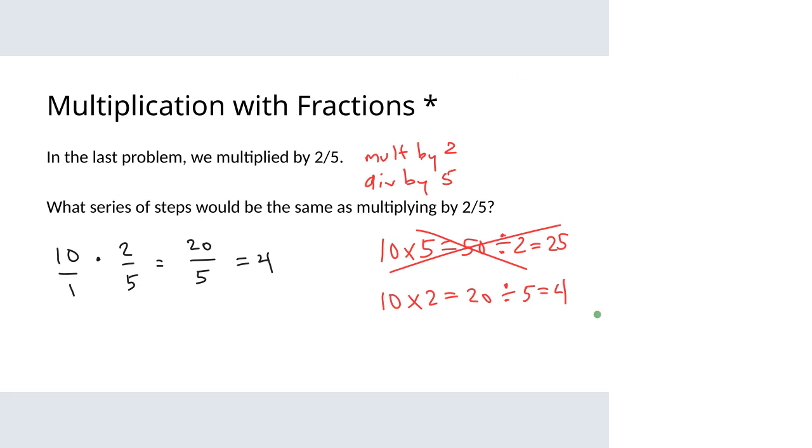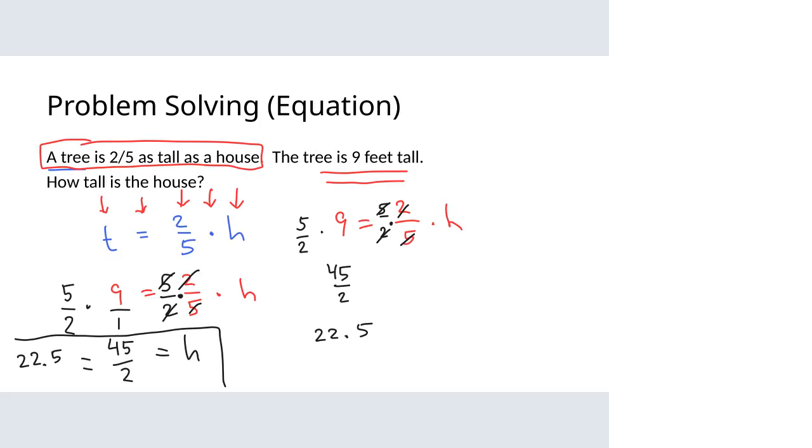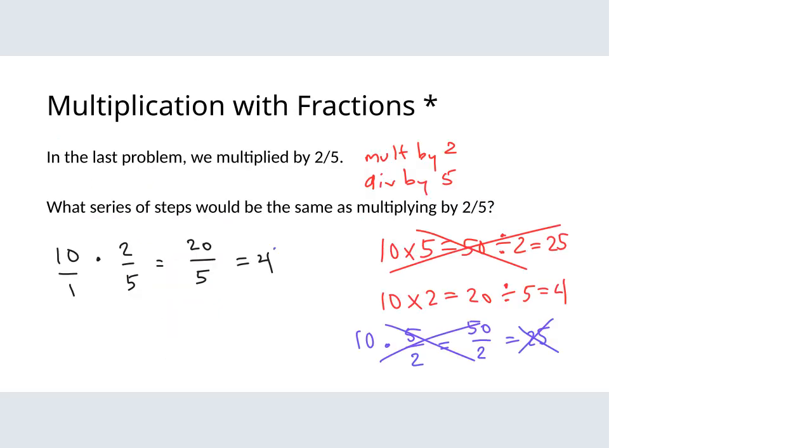Just to polish this one off, if I were to take 10 and multiply it by 5/2, well, let's see, I would get 50 over 2, which is 25, and that's not what we were after because we needed our answer to be 4. So that's no good. Now, in the last problem we did, in solving that equation, we multiplied by 5/2, but that was to get the 2/5 to go away. That didn't have anything to do with actually multiplying by 2/5. That was to make it go away.